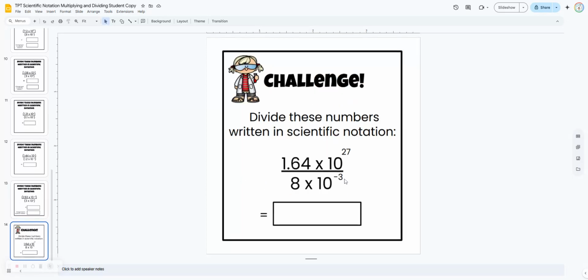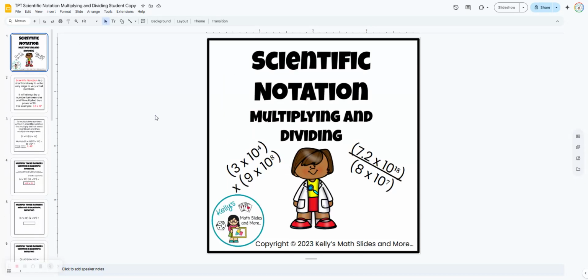So here, this is a little bit of a challenge. So for some of you students, your students that are really getting it and they need a little bit more, they can do the challenge problem at the end. So this is scientific notation, multiplying and dividing.